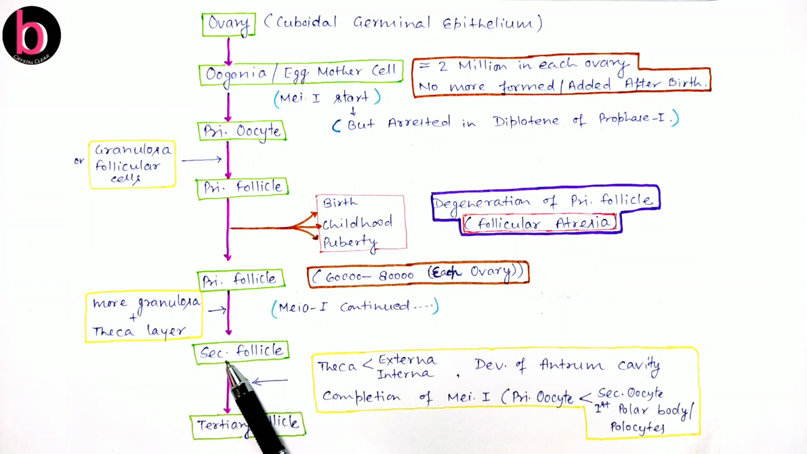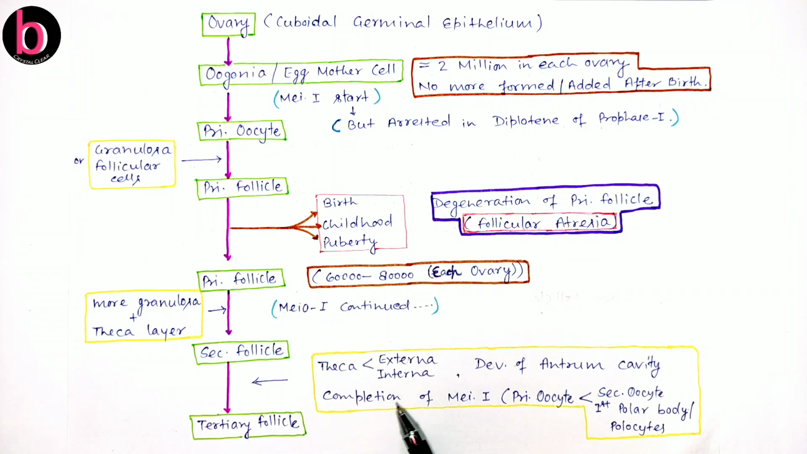Now the primary follicle is converted into secondary follicle. Later on, secondary follicles, after a number of changes, are converted into tertiary follicles. So what changes occur here in the secondary follicle? Its theca layer differentiates into two layers, theca externa and theca interna, and there will also be development of a cavity known as the antrum cavity, and this cavity is filled by a liquid known as liquor folliculi. That liquid is secreted by granulosa cells.